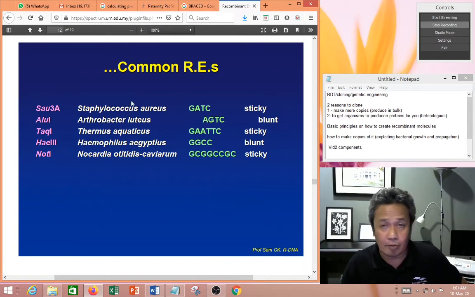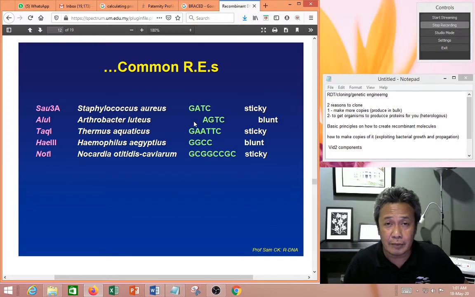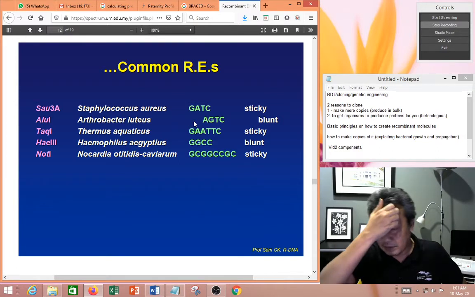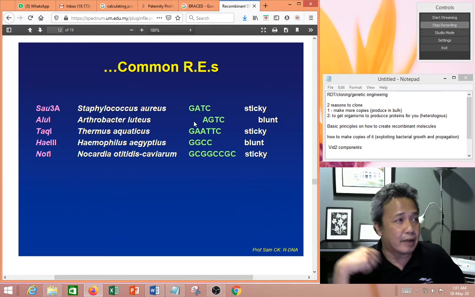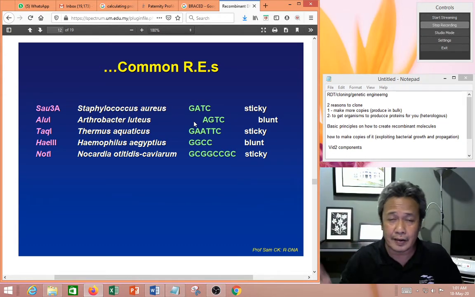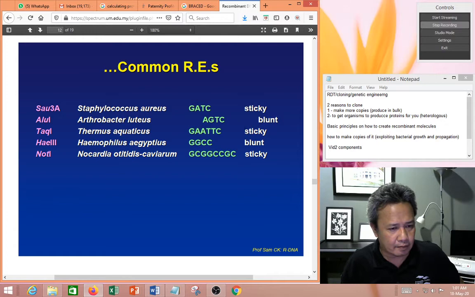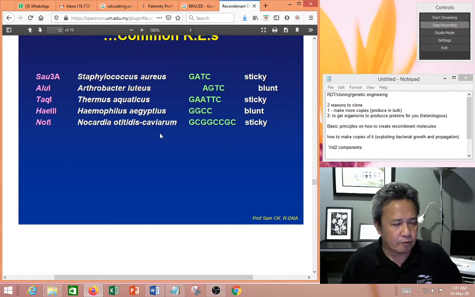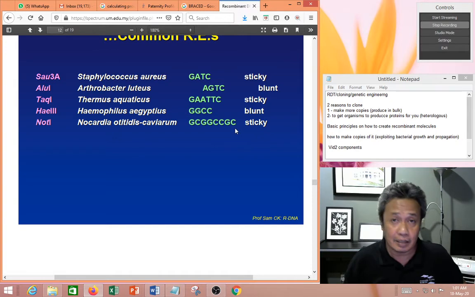These are commonly used REs. There are many more. You can Google, especially enzyme companies, and they will list all the different types of restriction enzymes and what they cut. All right. For example, Not1 is an enzyme whose recognition sequence is 8 bases. So GC, GGCC, GC. Again, the palindrome is always the same.